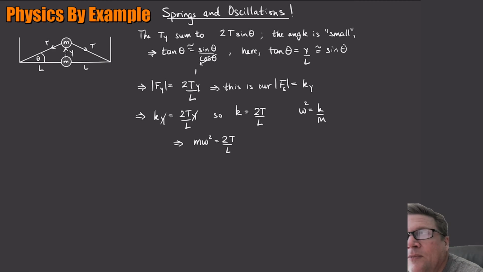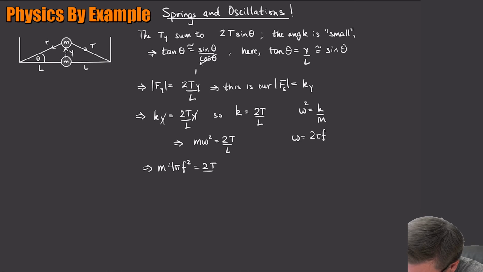And one thing I might want to be interested in is, what is the frequency of these oscillations? Just in hertz, right? Usually when we measure things, we measure them in f, in hertz, sort of regular frequency. And omega is 2 pi f, right? So I'll plug that in. So I get M times 4 pi squared f squared is equal to 2T over L.